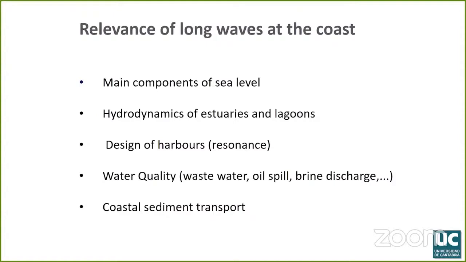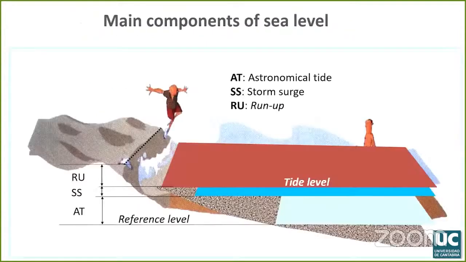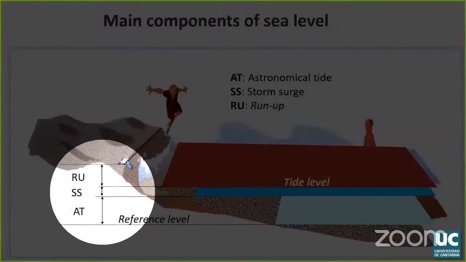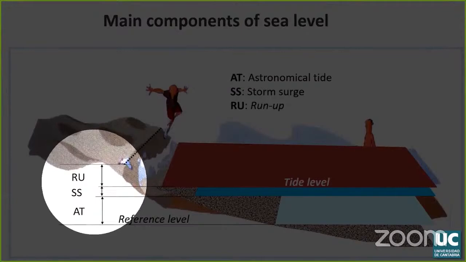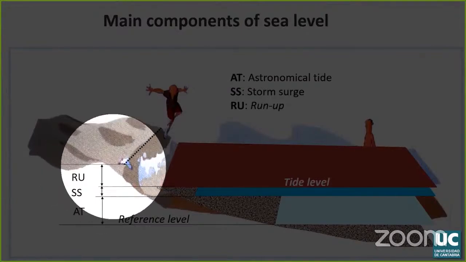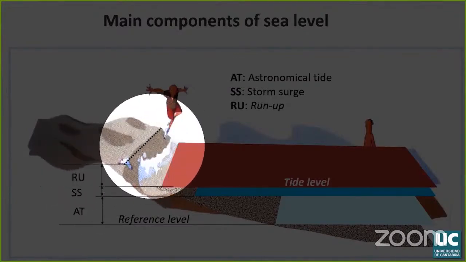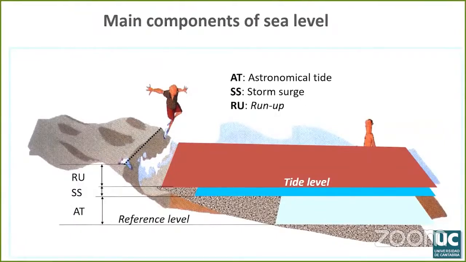I am now going to give you some examples. This figure shows the main components of sea level at the coast. We have the contributions of the astronomical tide and storm surge, both of which are long waves. We can see the run-up, which is the result of the wave breaking effect, and also includes the surf beat, which is the contribution of infragravity waves.